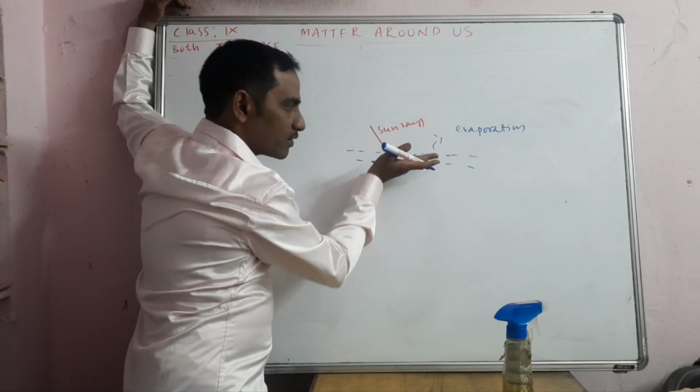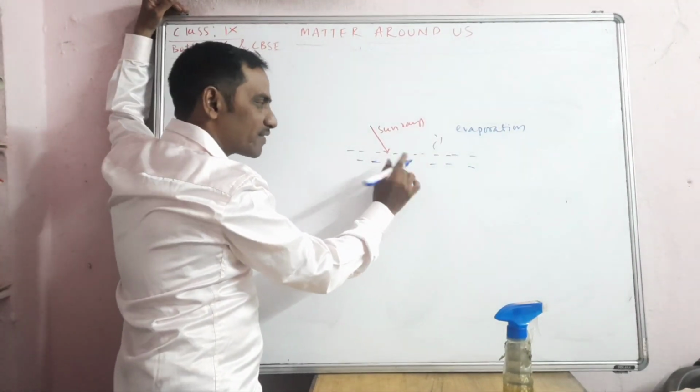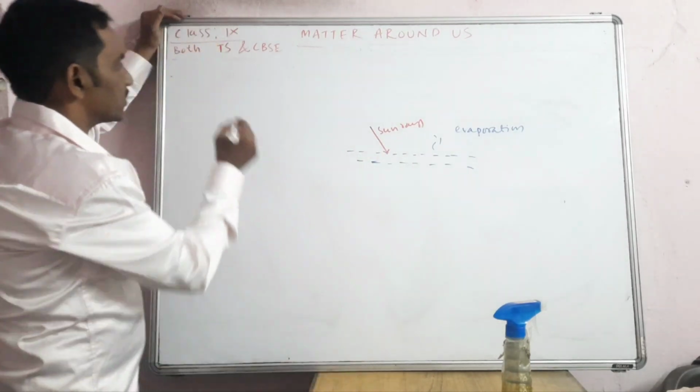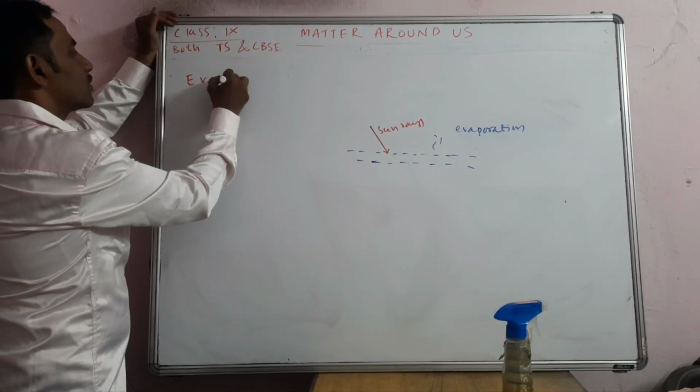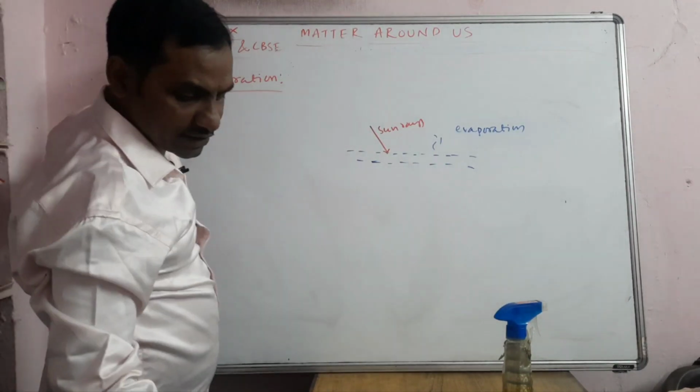Now this upper layer of the water is changing into vapor, right? So now the second layer will become the upper layer, like that. So when you write about evaporation, this evaporation is a slow process actually.